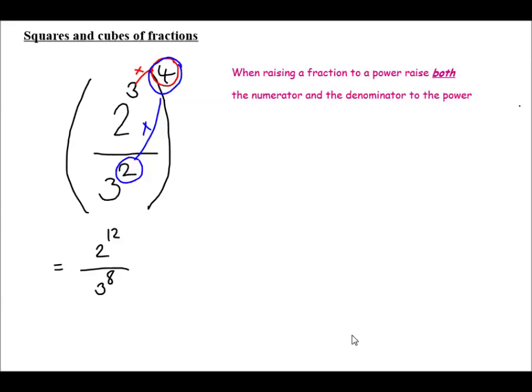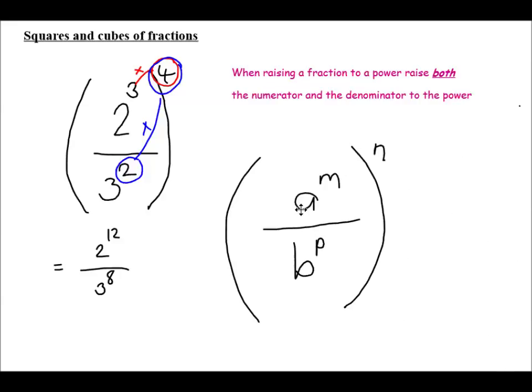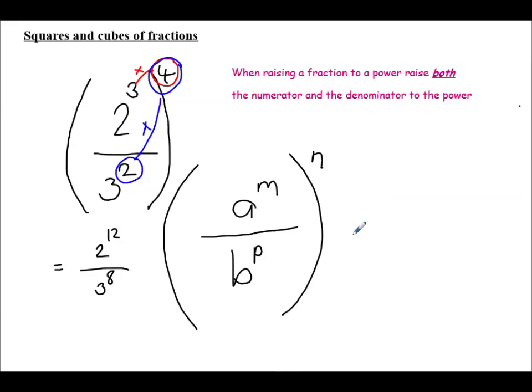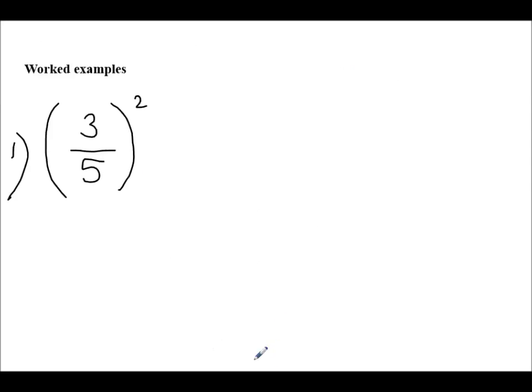Now, in your book, I know that you have got this example. And all it means is a over b, all to the n, would give you this simplification: a to the m times n is a to the mn, over b to the p times n is b to the pn. I don't expect you to understand that right now, but as we get to algebra, it will make more sense. Right, let's have a look at these worked examples.